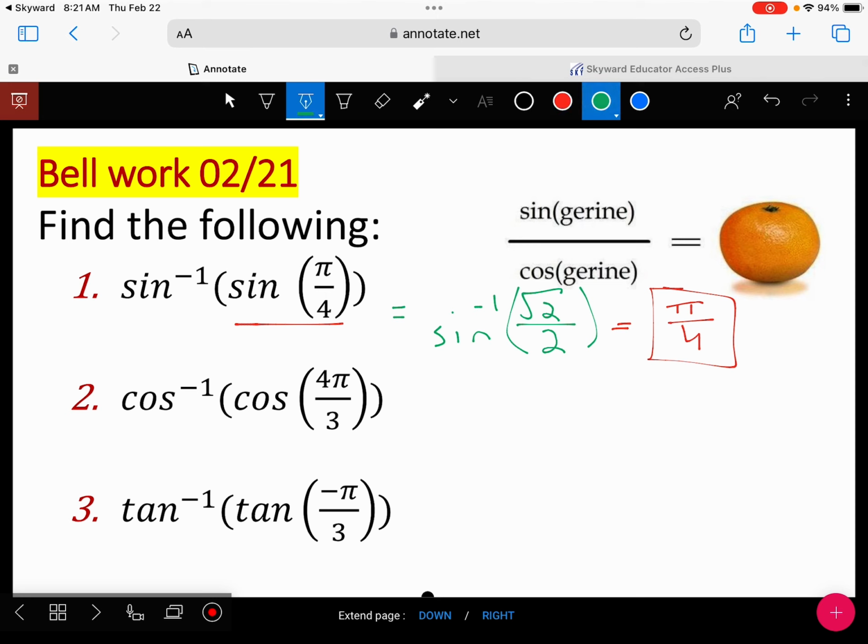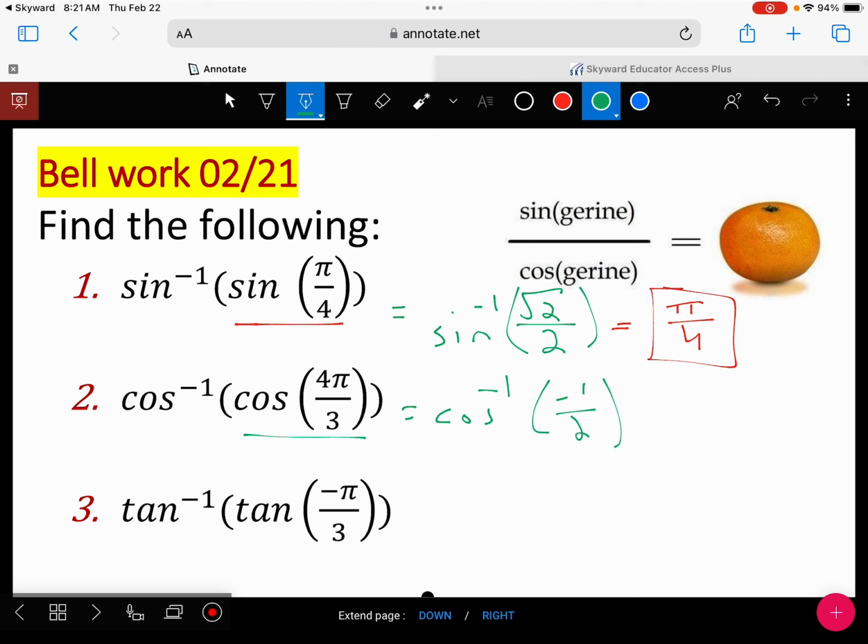So now, this is another composite function. We solve for our inside first. Here it's cosine of 4 pi over 3. Cosine of 4 pi over 3 is what, if we look at our unit circles? Negative 1/2. So we can rewrite this as inverse cosine of negative 1/2.